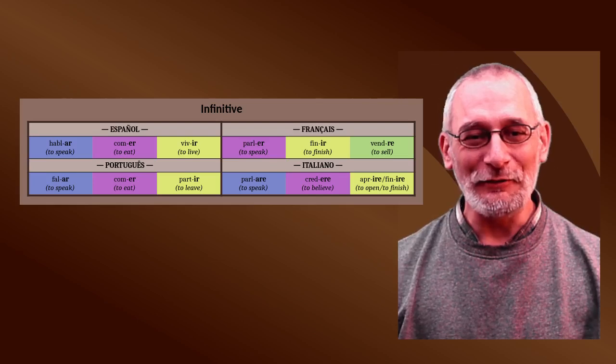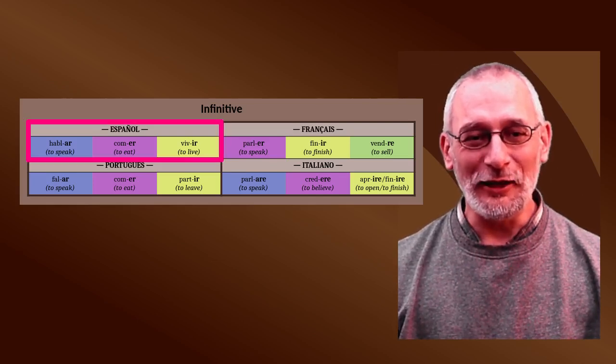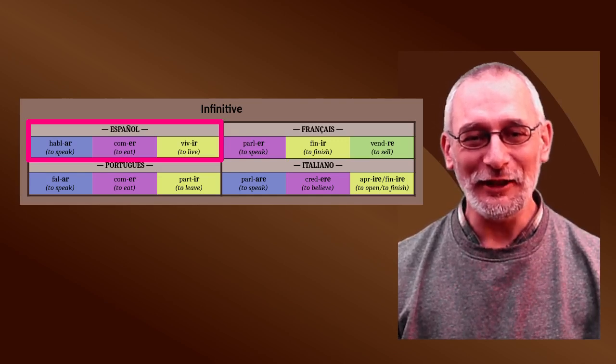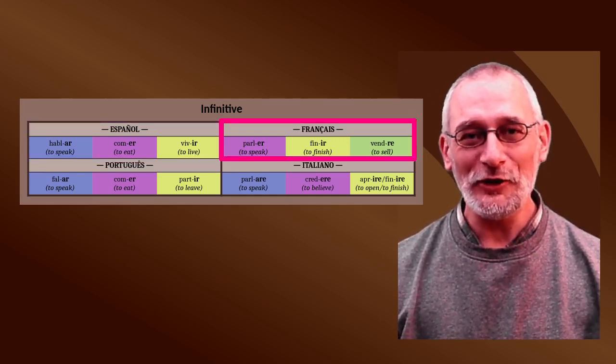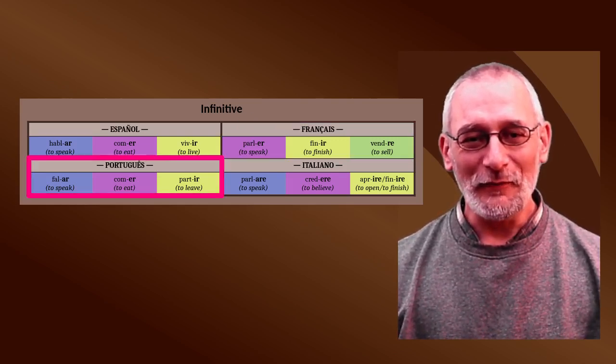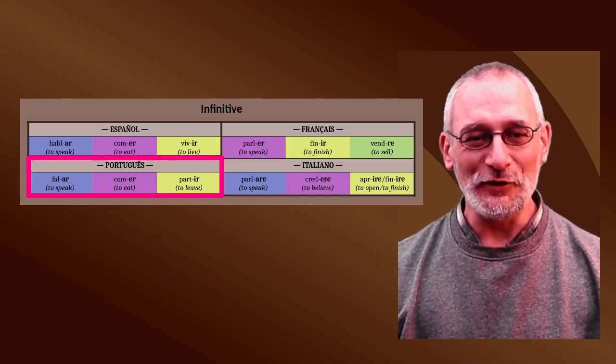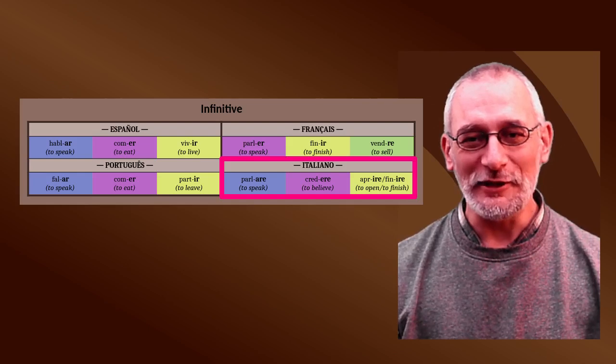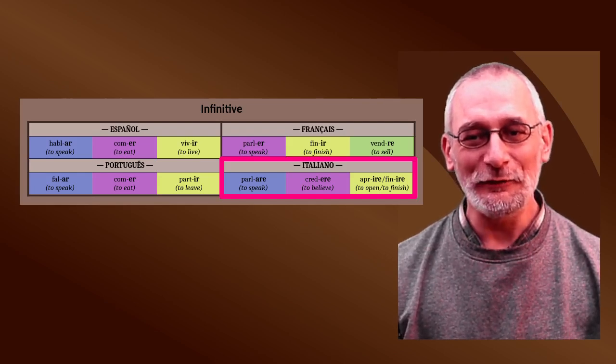So I'll be using the following verbs. For Spanish, I'll use hablar, to speak, comer, to eat, and vivir, to live. For French, I'll use parler, to speak, finir, to finish, vendre, to sell. For Portuguese, I'll use the verbs falar, to speak, comer, to eat, and partir, to leave. For Italian, I'll use the verbs parlare, to speak, credere, to believe, aprire, to open, and finire, to finish.